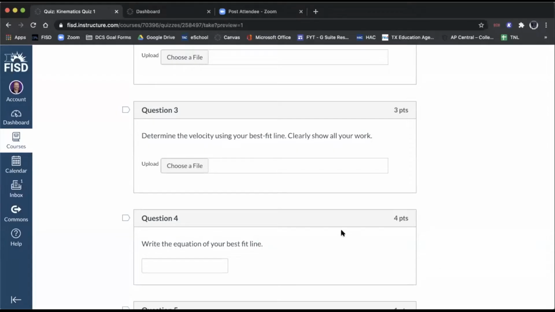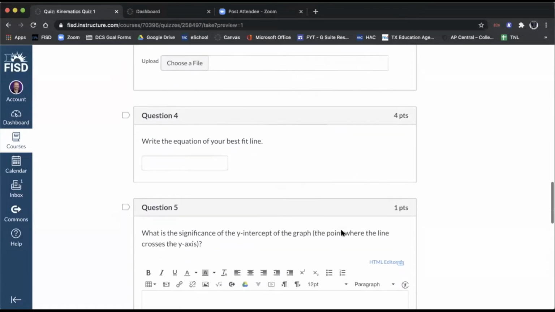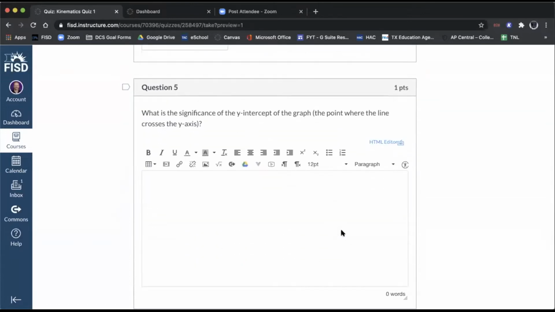Share. Okay, so that got us to that point. The next one is, what is the significance of the y-intercept of the graph? So unmute again. I can hear multiple people at once. I've got that skill. What is the significance of the y-intercept? So unmute and talk to me.